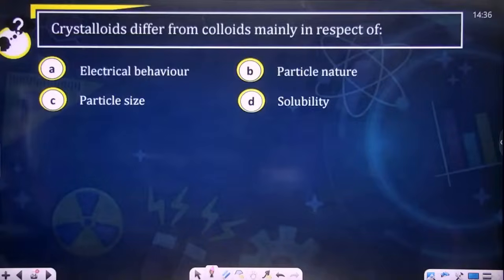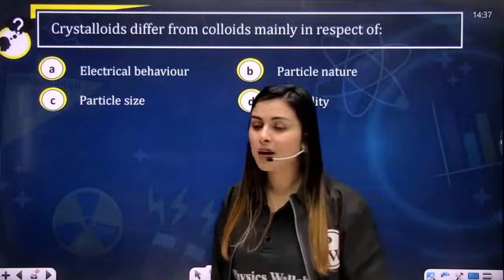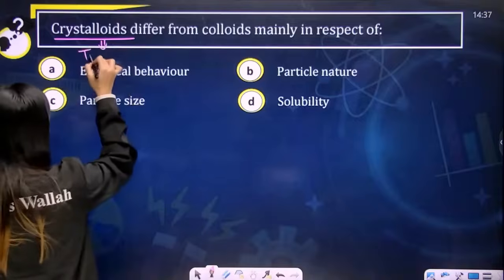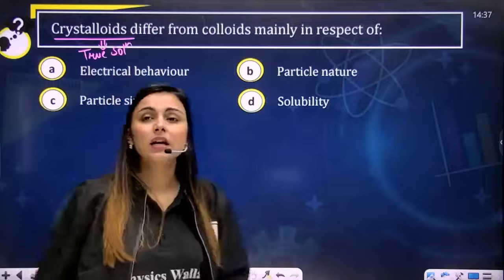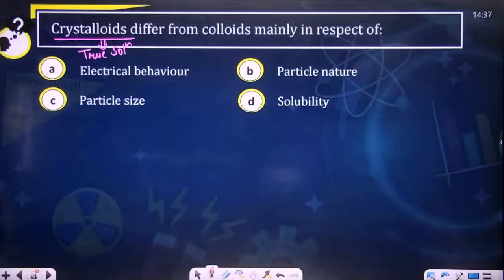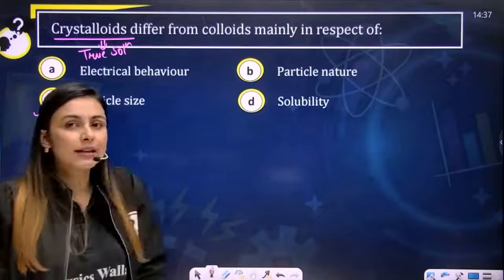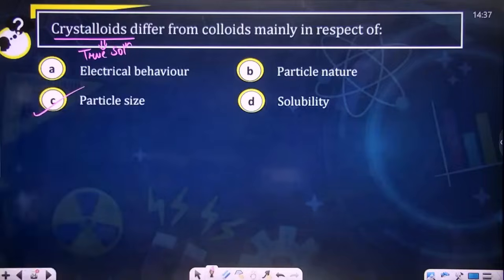The first question says that crystalloids differ from colloids mainly in respect of. Now the first question that might arise in your mind is, what is crystalloid? My dear students, by crystalloid they just want to tell you they are talking about a true solution, that is, the size ranges less than 1 nanometer. So crystalloids differ from colloids mainly in respect of particle size. So option C will be your correct answer. Easy? Yes. Please write it down and then we'll move forward.